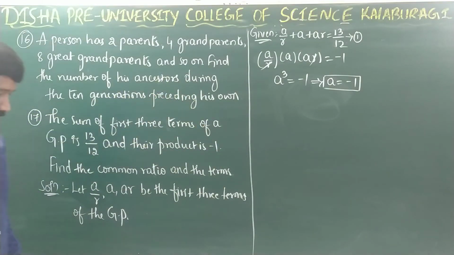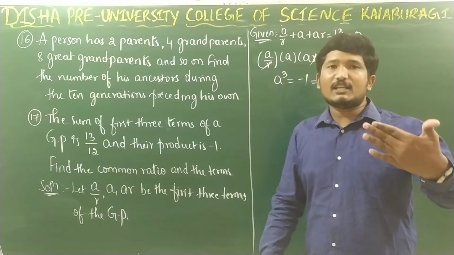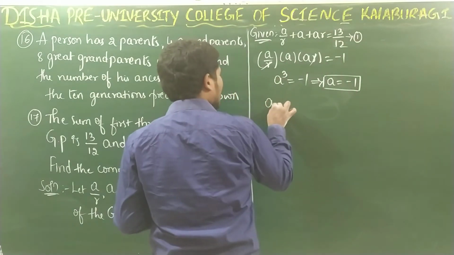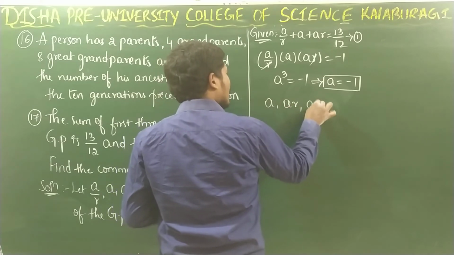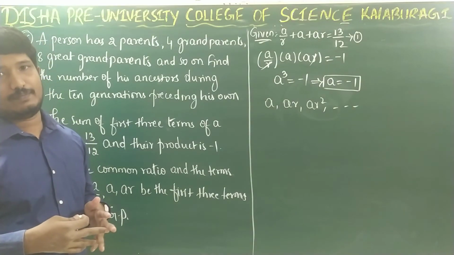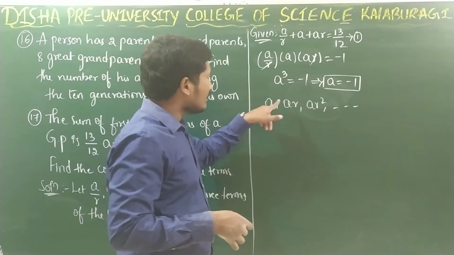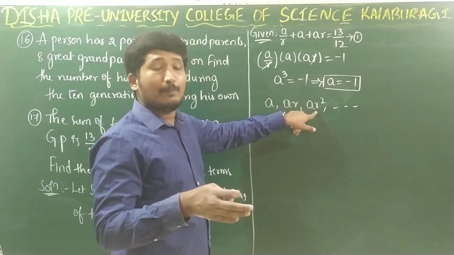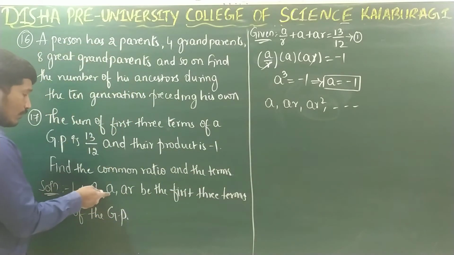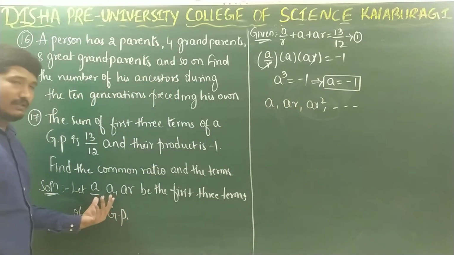Now, you may get a doubt here that, sir, while explaining the standard form, we have considered A, AR, AR square and so on as the terms of the geometric progression. So according to this, the first three terms will be A, AR and AR square. But I am taking here A by R, A and AR. You may get a doubt. Why am I taking like this? But these are the first three terms.